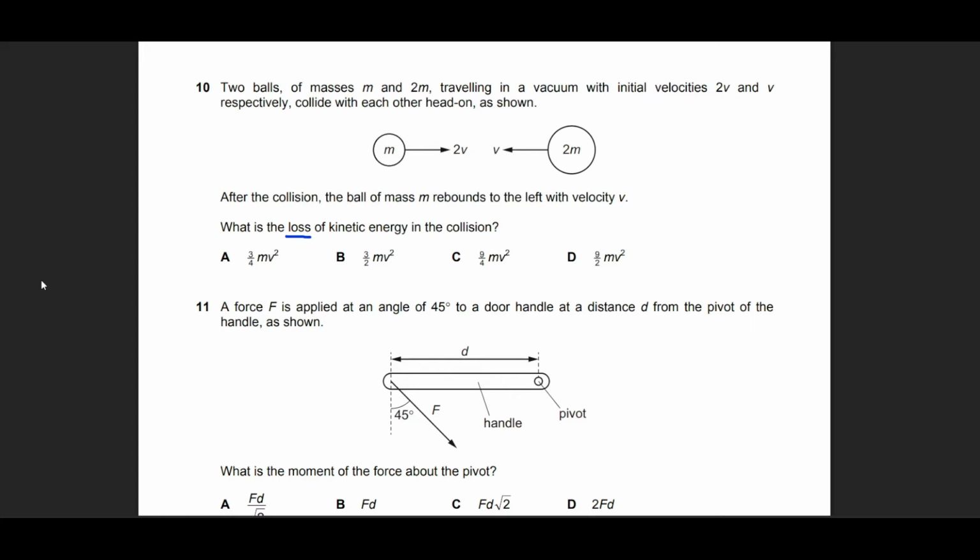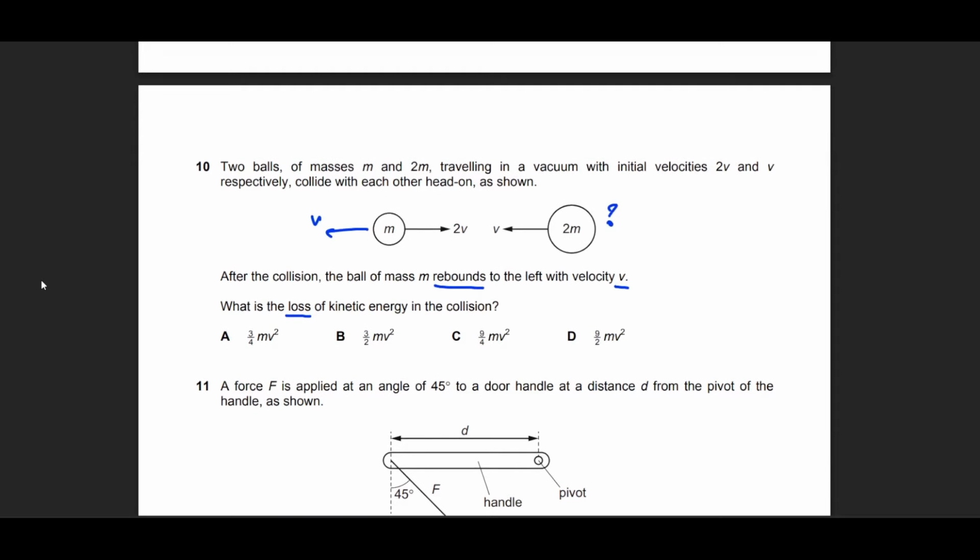He tells us that the mass m rebounds with the velocity v. So it goes back after the collision with the velocity v. So what is the velocity of the other object? In order to do that, we need to use the idea of momentum before is equal to momentum after collision. So what's the momentum before collision? This is m times 2v, but in the positive direction. So this is going to be 2 times mv with the positive sign, plus this is 2m coming in towards the left side with a negative sign. So I should add a negative sign with the velocity. So this is going to be negative 2mv.